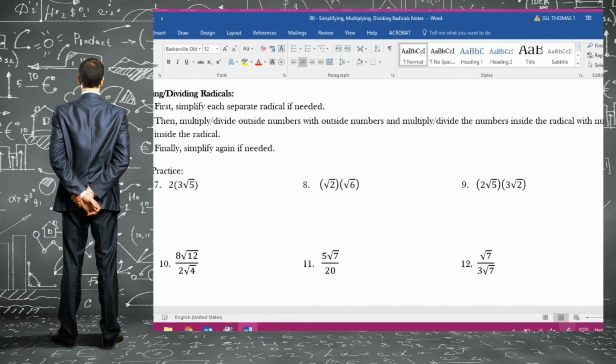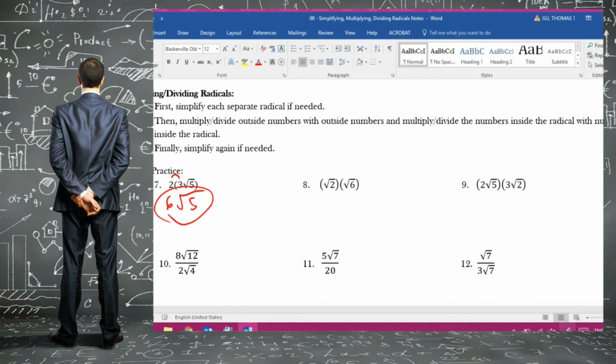I'm going to do number 7 through 12 with you guys. So let's take a look at number 7. First, what are the 2 numbers that are on the outside of the radical? 2 and 3. We can multiply those together. What's 2 times 3? 6. And can we do anything to square root of 5? No, we can't. That's the answer.